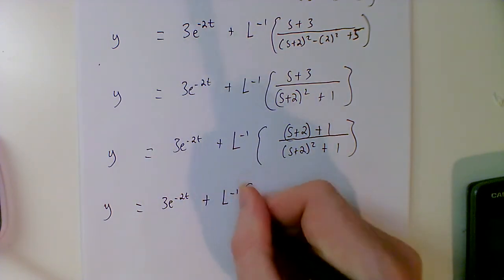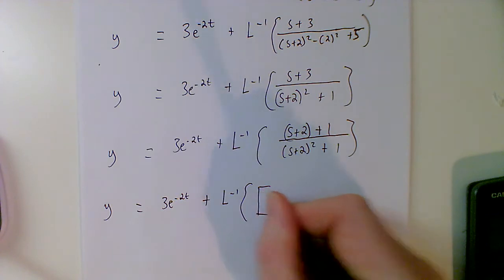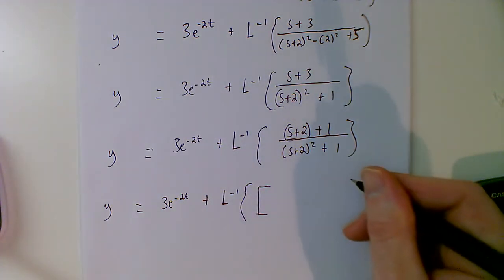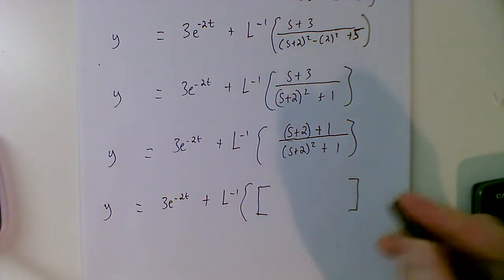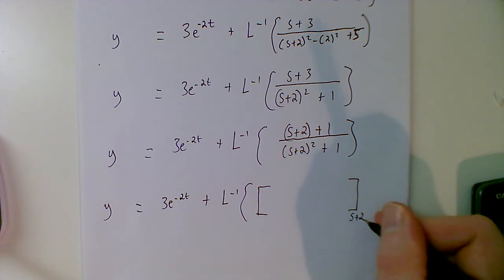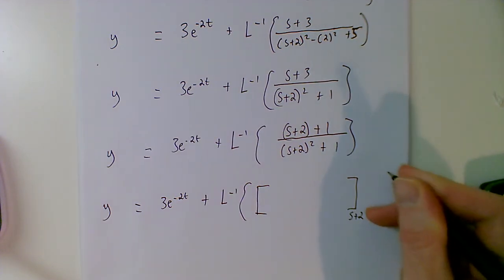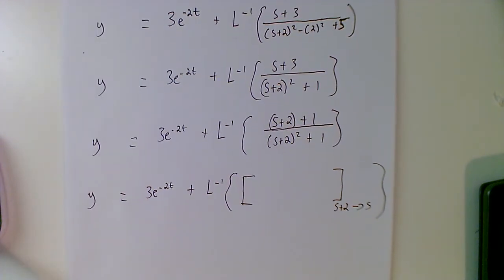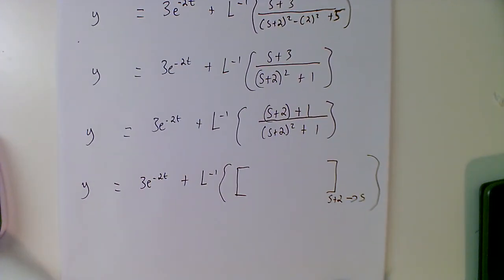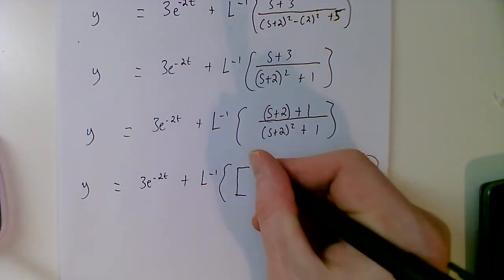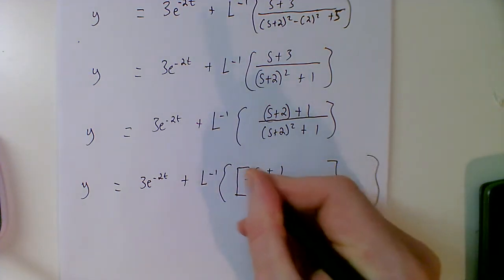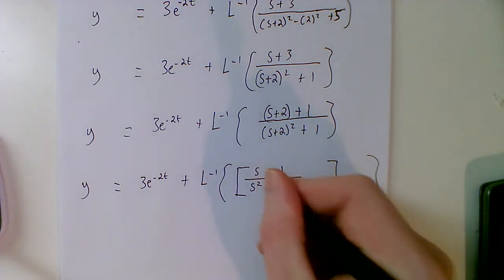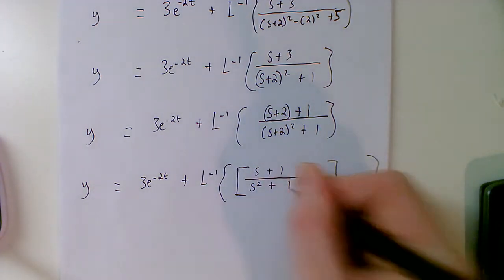Right, now I'd use my first shift theorem. So because I'm using inverse first shift theorem, it becomes square brackets. And remember what I'm doing is I'm changing s plus 2's into s's, because that's the only way it matches a Laplace transform from my table. That's the way we always deal with the first shift theorem. Right, so that's going to become s plus 1 over s squared plus 1.